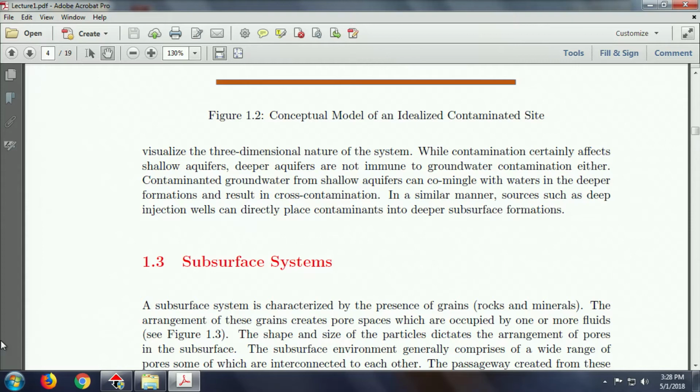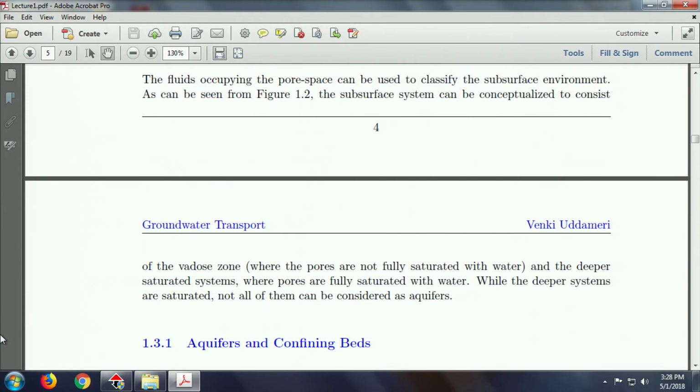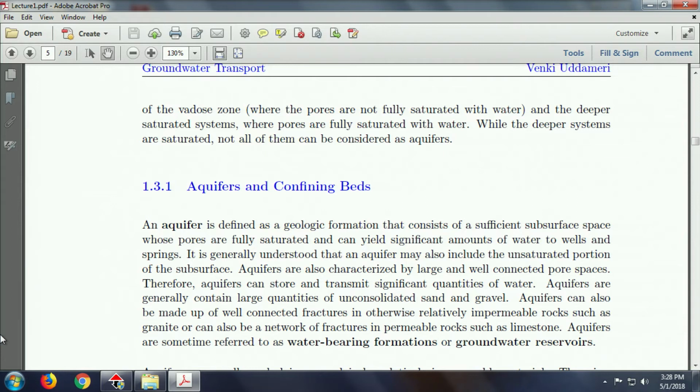So coming back to subsurface systems. Our subsurface system has two things, solids and the pore spaces in between. Okay. So there are a few other properties that you probably have seen, but you should know and should be very clear. So first thing is aquifers. Okay, we've talked about aquifers, right? Confined aquifers, unconfined aquifers. What's an aquifer? Okay, so it's a subsurface formation that has water in it.